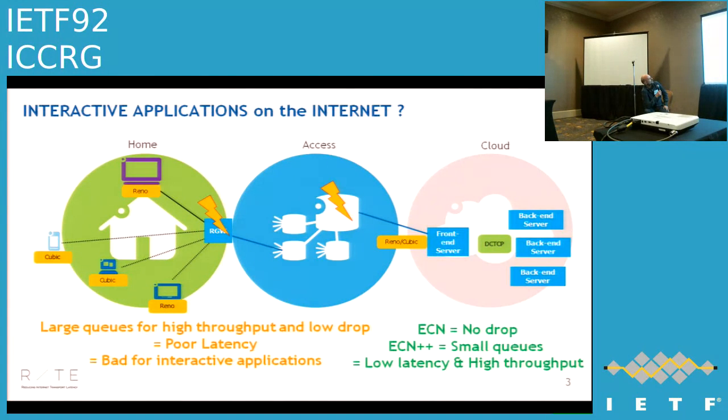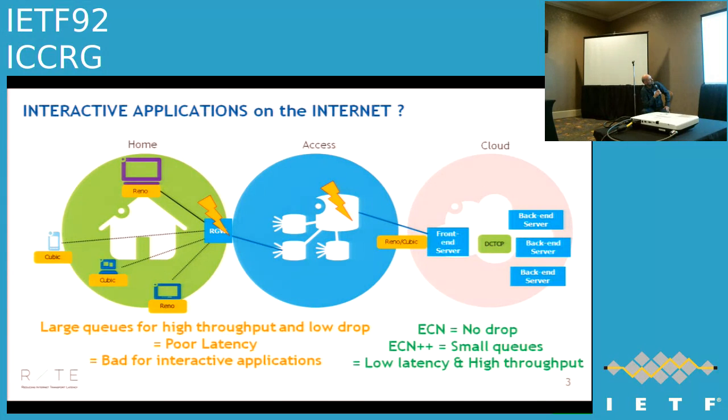Today, low latency is not so obvious because we actually need quite large queues to have high throughput and low drop probability. So it results in poor latency, which is bad, of course. But on the other hand, if you reduce queues, the throughput will suffer, and also the drop probability. So it's not really an issue of the AQMs in the network. They can limit the latency, but you still need quite some queuing.